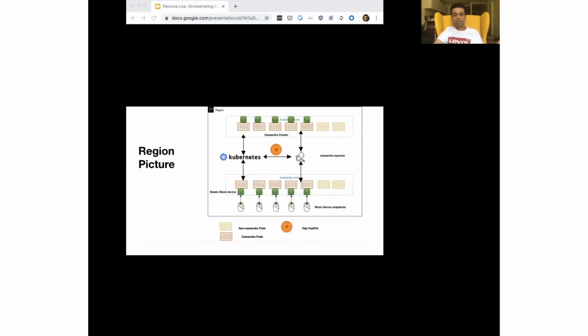Now, putting it all together, this is how the region picture looks with the operator. And as you can see, a few things have changed here. You see the availability zone, and instead of EC2 instances, you have containers, but you have the same EBS attached to it. You have Kubernetes, you have the Cassandra operator, and then you have these snapshots. And the platform as a service provides the glue between the operator and Kubernetes.